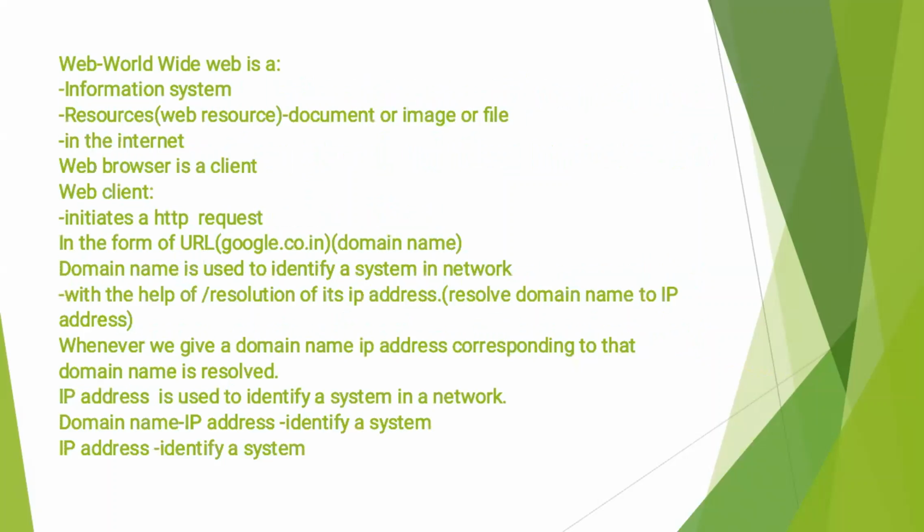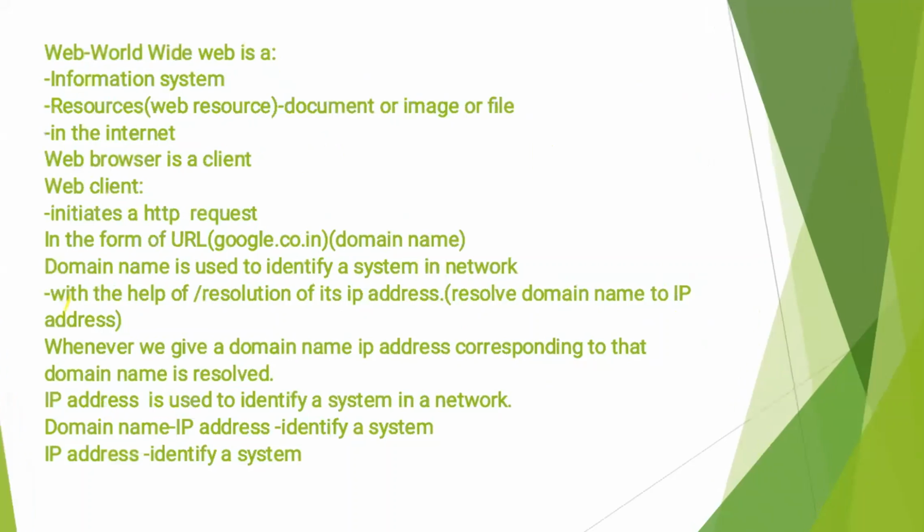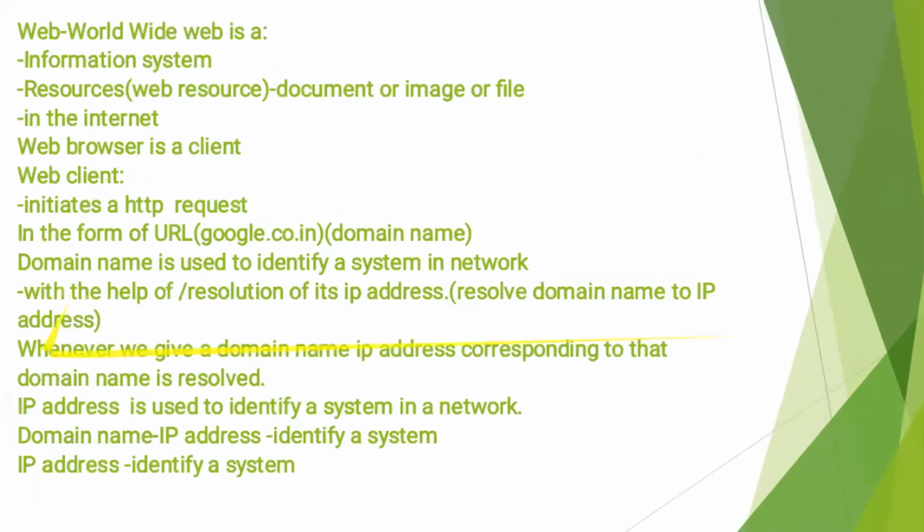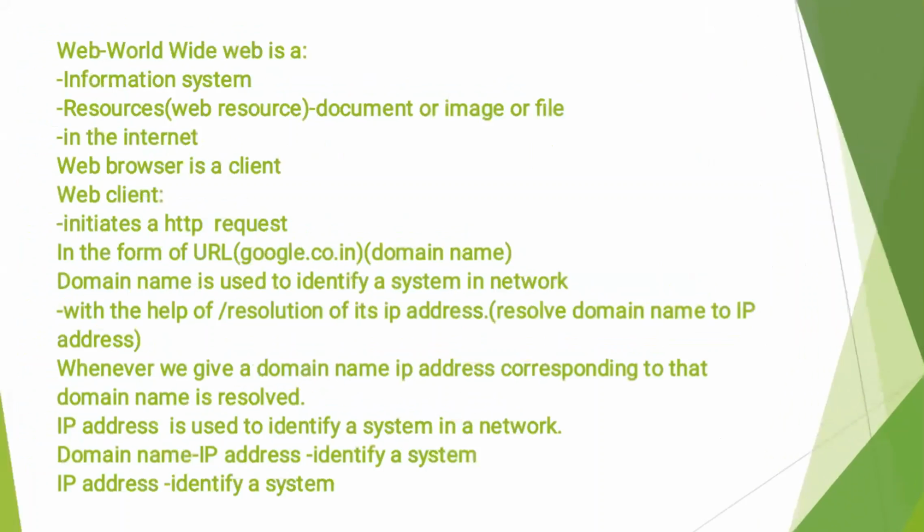Coming to the World Wide Web, it is an information system. Web resources may be a document, an image, or a file. We'll discuss how the web browser is a client. How this web client server relation takes place: initially the web client initiates an HTTP request. It may be in the form of an example like google.co.in, and this is also called the domain name.